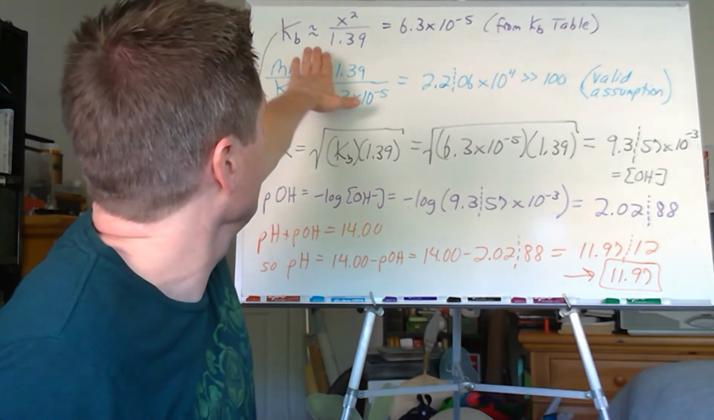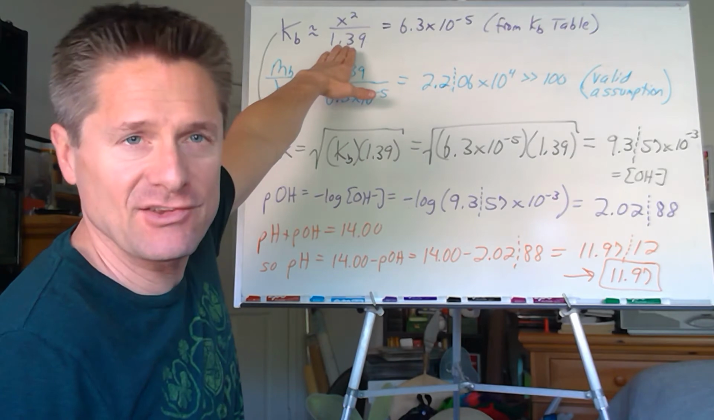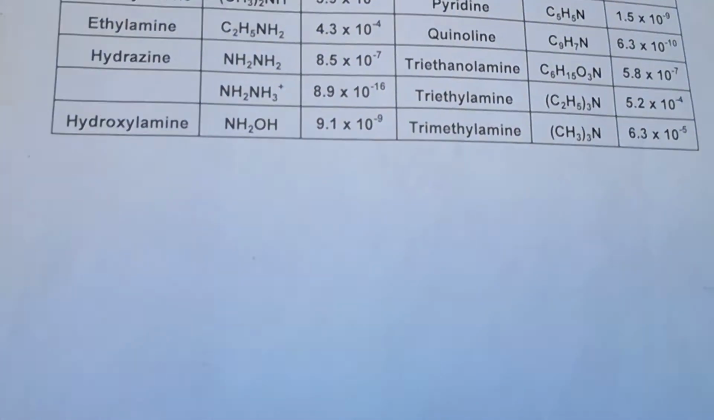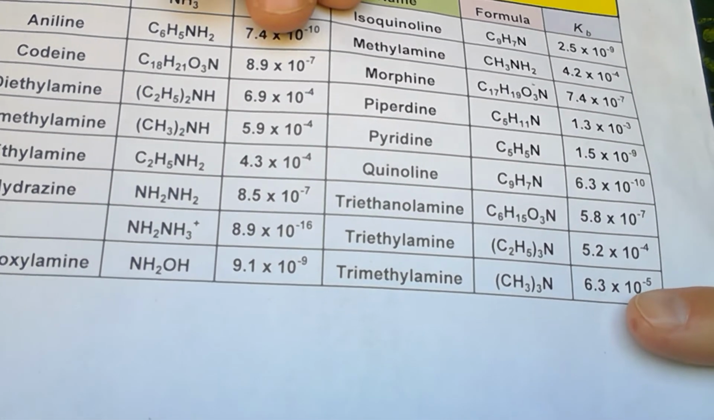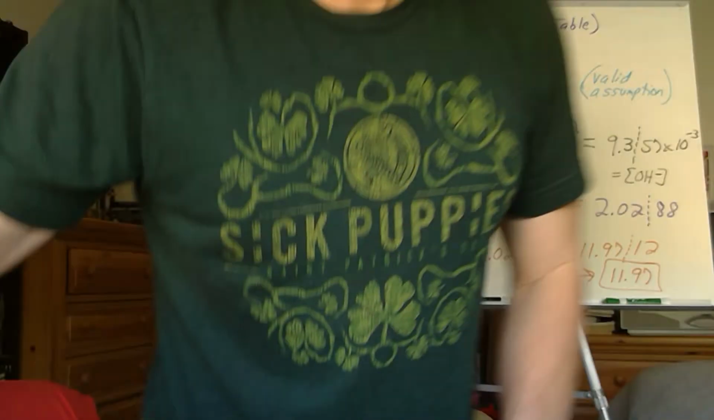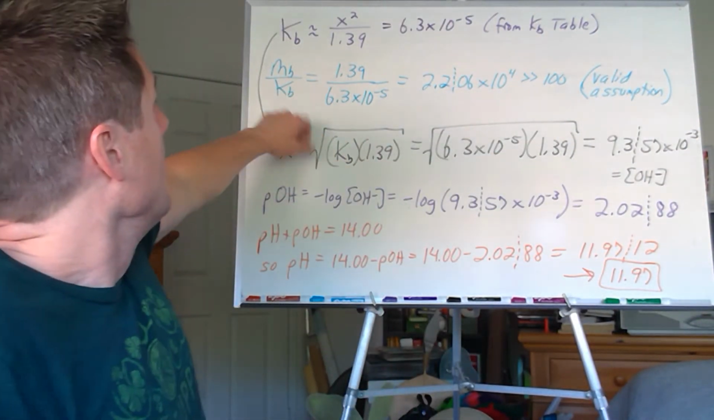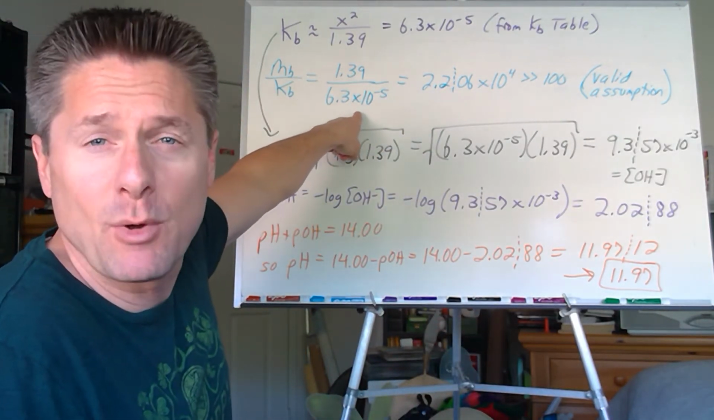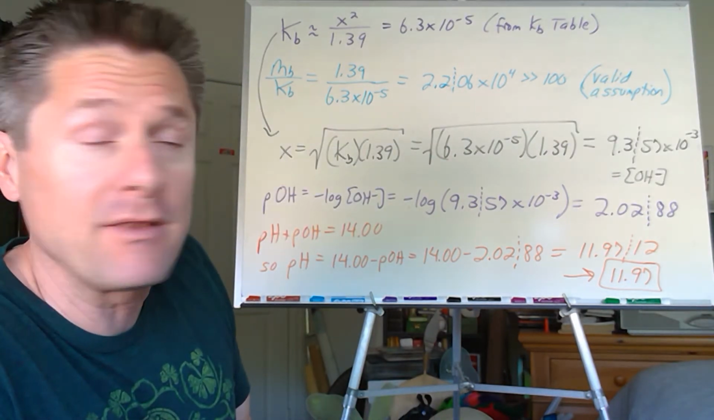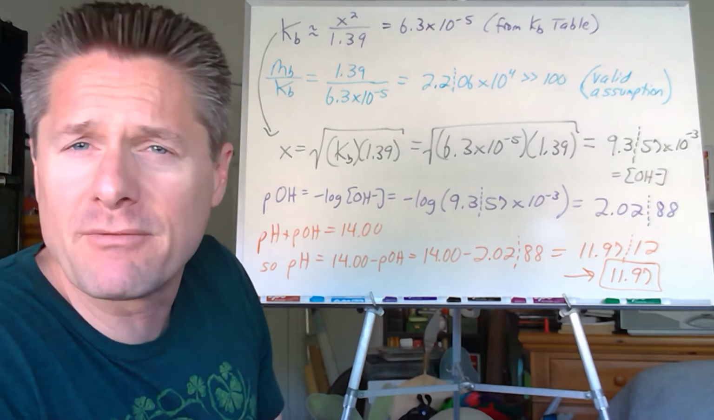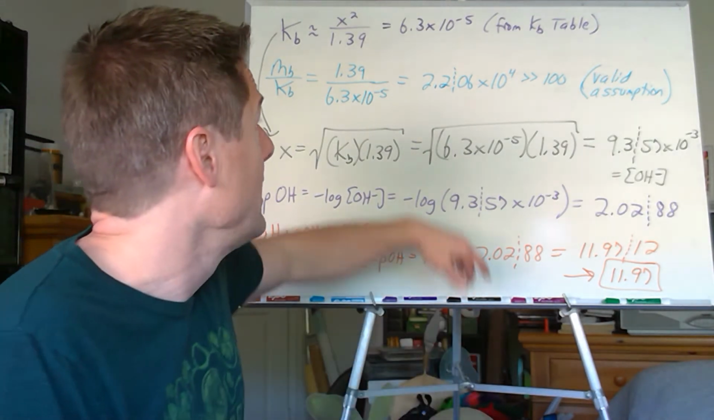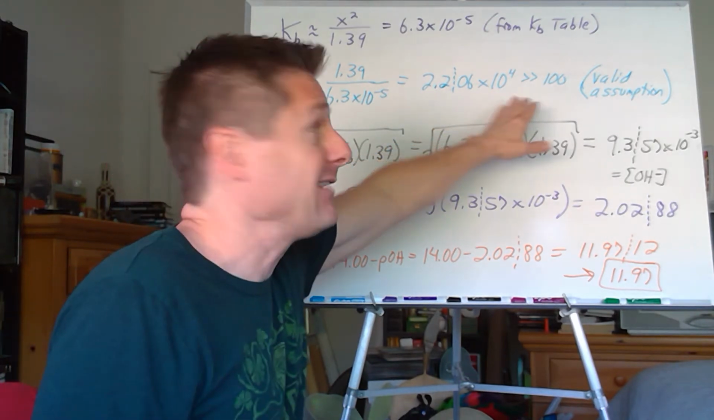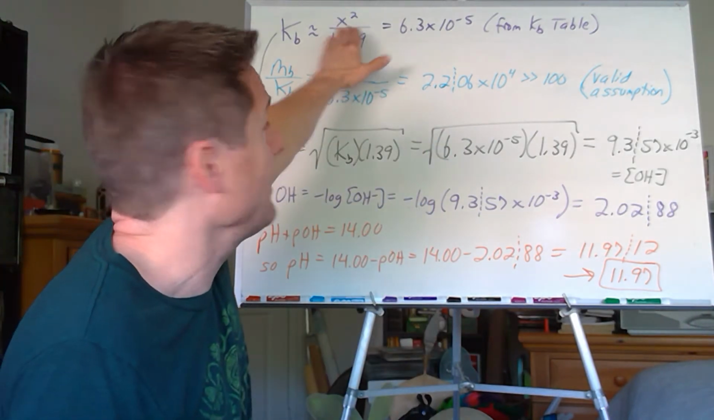Let's walk through the calculations. All right, there's our assumption. Kb is approximately X squared over 1.39. And if you look up the Kb value for trimethylamine, which we did earlier, it's 6.3 times 10 to the minus 5, right there, from the Kb table. Let's do the assumption. If you take the molarity of the base divided by Kb, so 1.39 divided by 6.3 times 10 to the minus 5, if that's bigger than 100, this is a valid assumption. Or you could just solve for X divided by 1.39 times 100. If that's less than 5%, you're good. When I do that, I get 2.206 times 10 to the 4th. Go to two significant figures from the Kb. That's way bigger than 100, so pretty safe in saying that assuming X is small is valid.